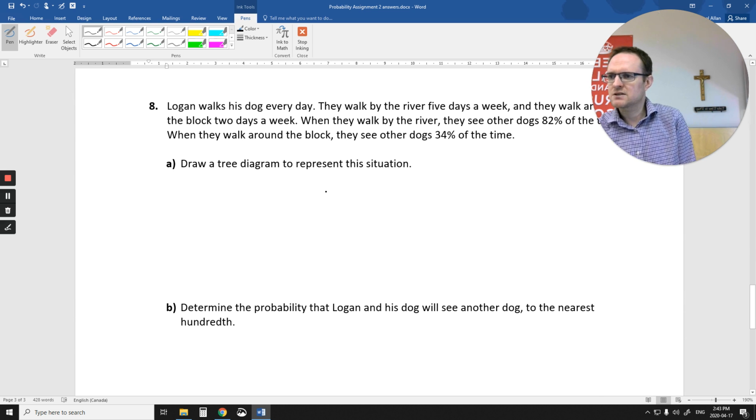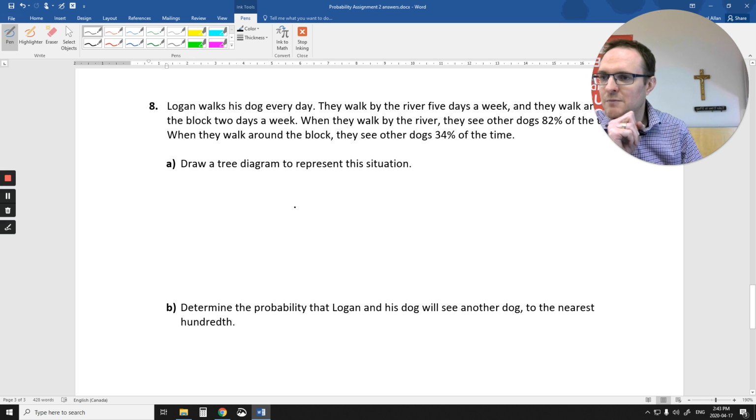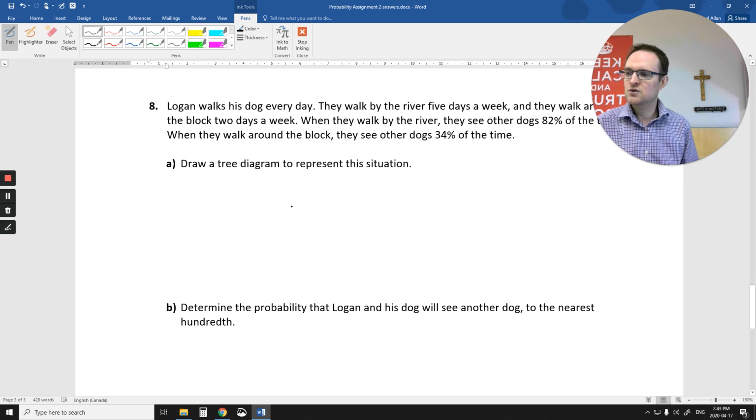Okay, so Logan's walking his dog. They walk by a river 5 days of the week, and they walk around the block 2 days of the week. Okay, when they walk by the river, they see other dogs 82% of the time, and when they walk around the block, they see other dogs 34% of the time. So let's draw a tree diagram, because we're going to figure out the probability that his dog will see another dog, to the nearest 10th.